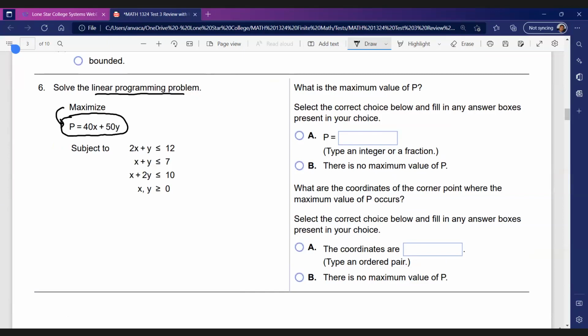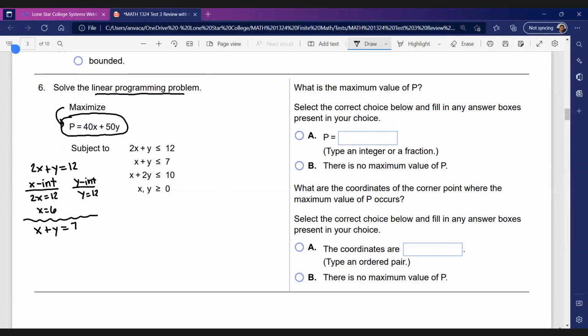So let's see. It seems like all of the lines will be solid boundary lines. So let's see, we have 2x plus y is equal to 12. And trying to work this out quickly, the x-intercept will be 2x is equal to 12. After dividing by 2, x is equal to 6. The y-intercept in this case will be y equals 12. I'm going to move on to the next inequality. It seems like, oh, that was easy. x plus y is equal to 7. So I'm trying to figure out what these boundary lines will look like.